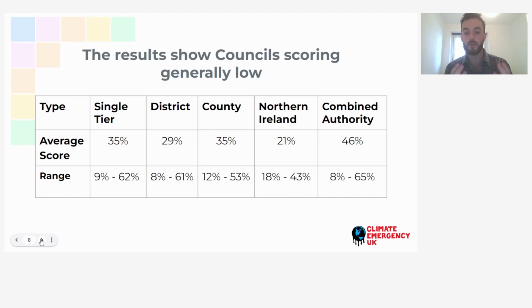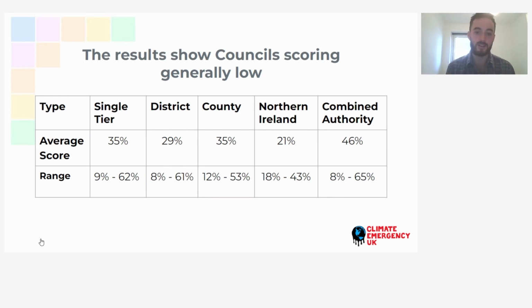Northern Ireland, we pull out as a separate list to assess, because they have a far different range of powers, far fewer powers for Northern Ireland districts. And you can see the average score in Northern Ireland is 21%. And then combined authorities, that's the English mayoral authorities as well. I'm just going to move that screen. Their average score is 46%, again ranging from 8 to 65. Yeah, so those are the results shown.